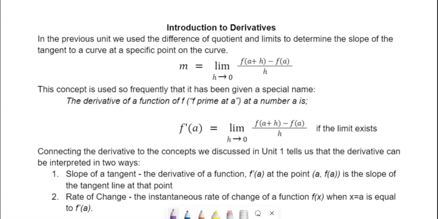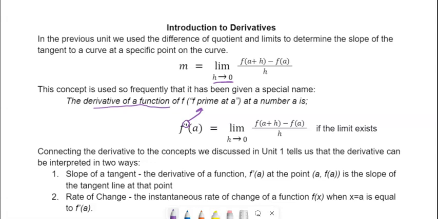Okay, if you remember, we looked at the difference quotient as h moves to 0 at a point f of a. And we do this all of the time, and because we do this so regularly, we give it a special name. We read this as the derivative of a function, f prime at a. So f prime at a number a is the limit as h approaches 0 of the distance between f of a plus h minus f of a, if that limit exists.